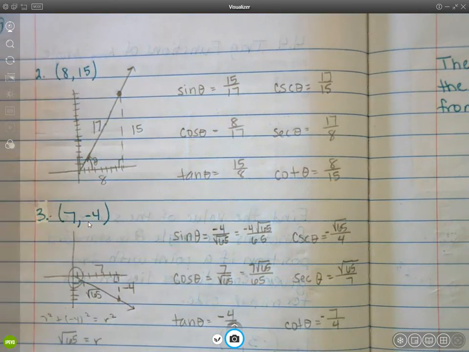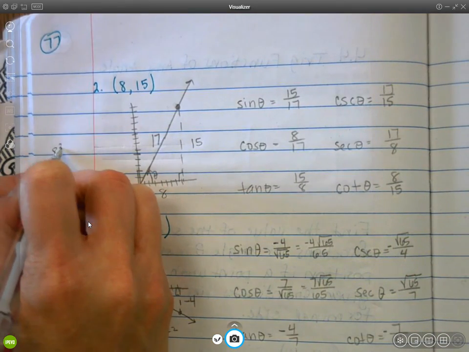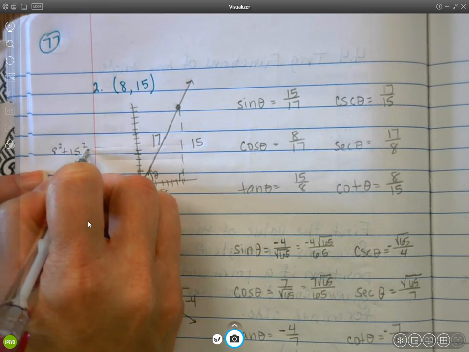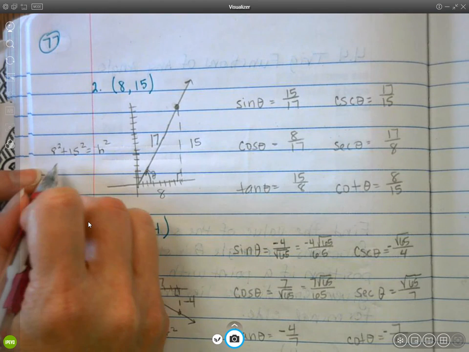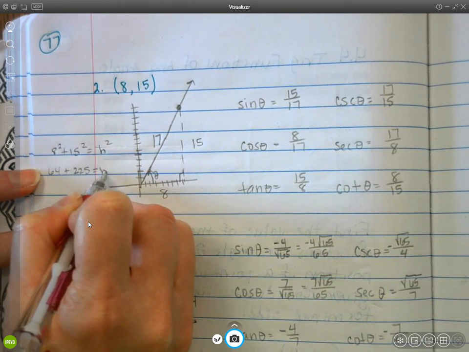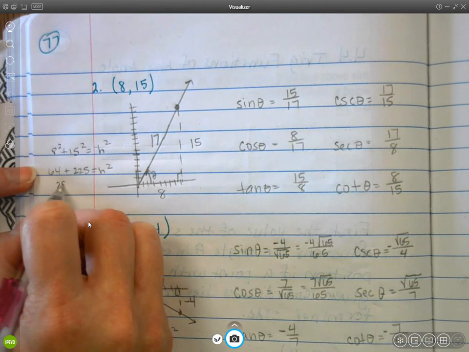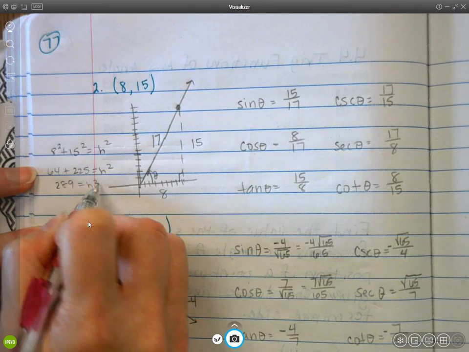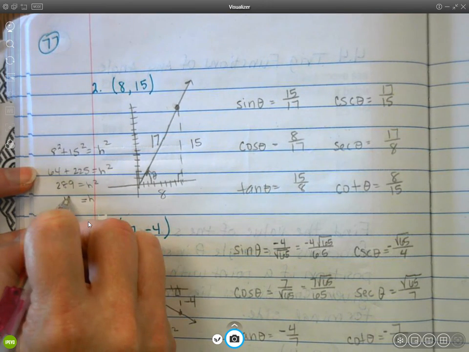But again, it's the Pythagorean theorem, so remember you're just going to do 8 squared plus 15 squared equals the hypotenuse squared. So 64 plus 225 is equal to the hypotenuse squared. So what is that? 289 is equal to the hypotenuse squared. If you take the square root of both sides, that means h is 17.